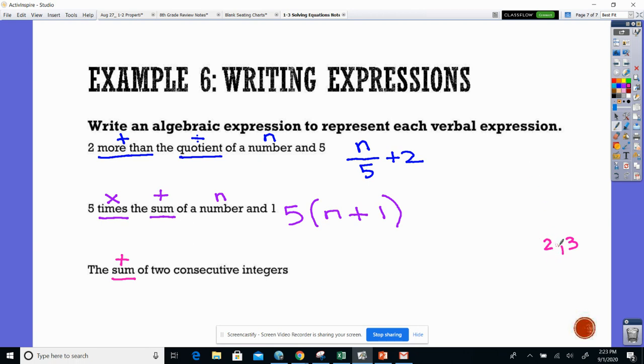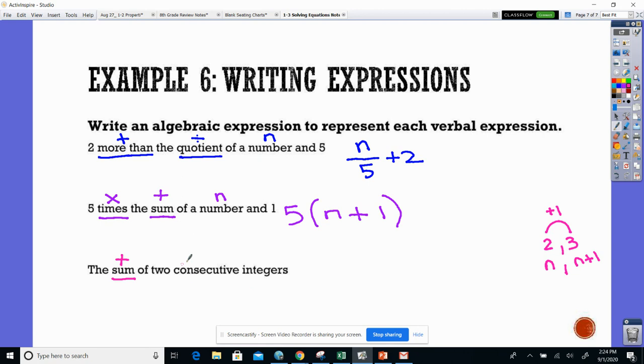If I say my first integer is 2, I could use n to represent that. To get to my next one, what do I have to do? To get from 2 to 3, you go plus 1. So to get from an integer to the next consecutive integer, you would add 1. So to represent consecutive integers, you just say n plus 1. Now we can go back to the problem.